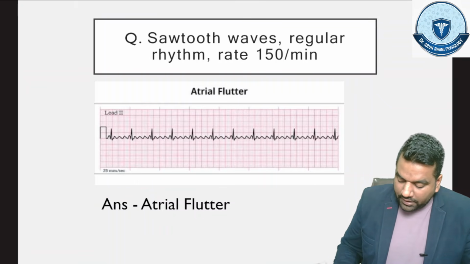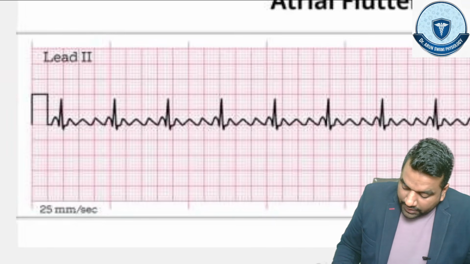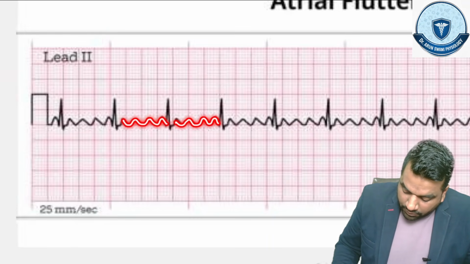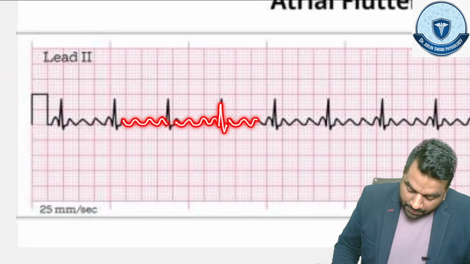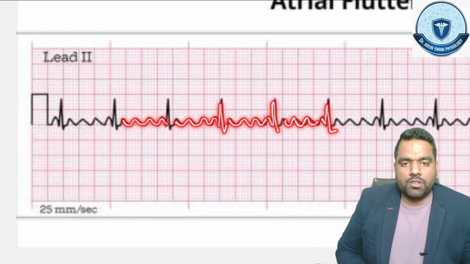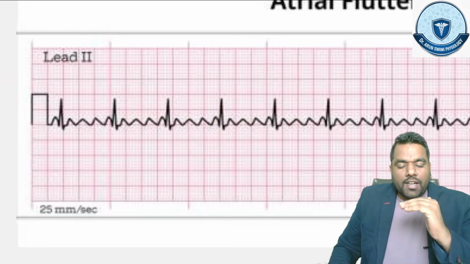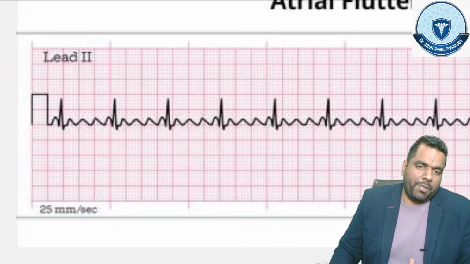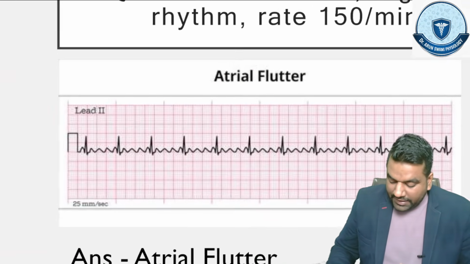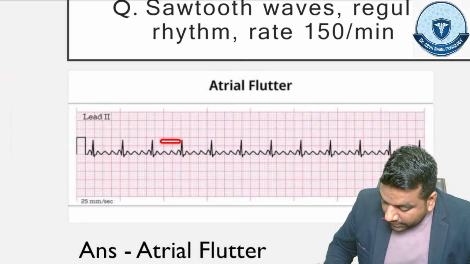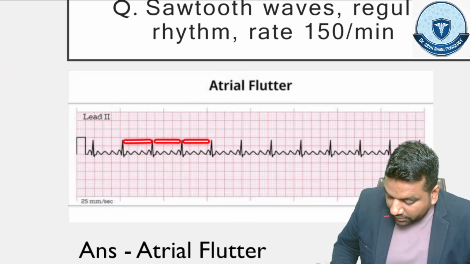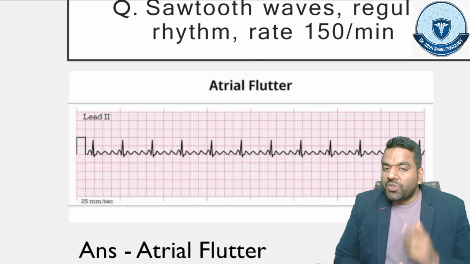Guys, how is the sawtooth pattern? You can see over here that 3 P waves are coming and 1 QRS is coming. 3 P waves are coming and 1 QRS is coming. 3 P waves are coming, 1 QRS is coming. So guys, you can see this is looking like a tooth. This we call the sawtooth pattern, right? So if you see that there is a regular rhythm, meaning the distance of RR is equal, every time RR is equal, this is regular rhythm, but with a sawtooth pattern.